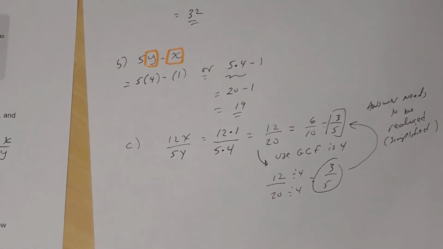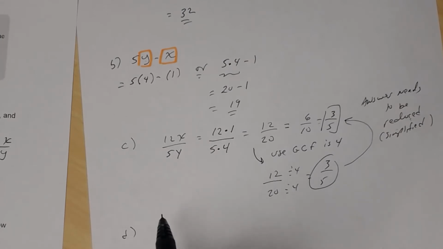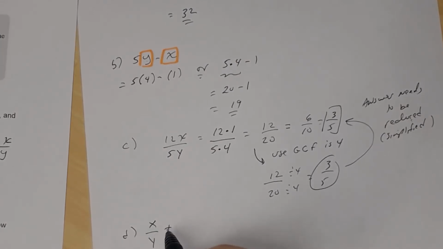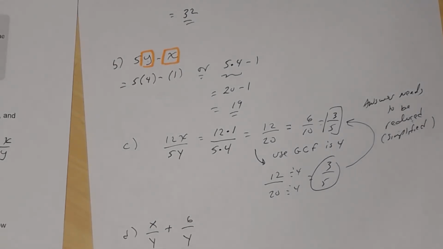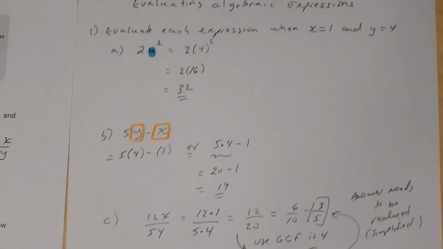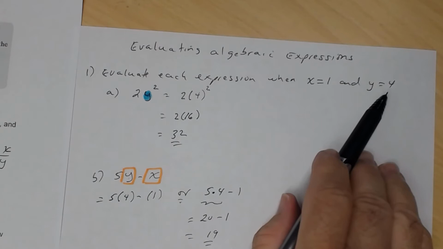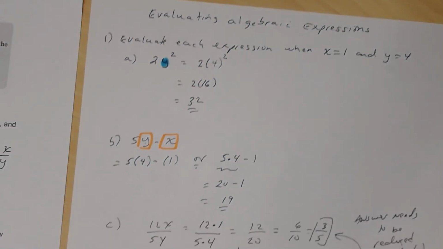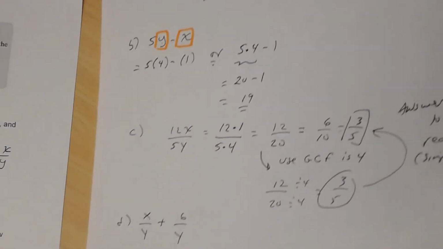Letter D. So let's look at D. All right, so in D, we have x divided by y plus 6 divided by y. So let's say we have that. X divided by y plus 6 divided by y. And again, wherever we see the variable x, I'm going to substitute 1. And wherever we see the variable y, I'm going to substitute 4. So let's see what we get.